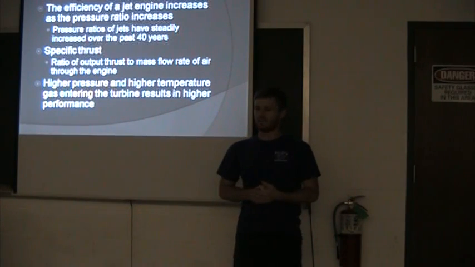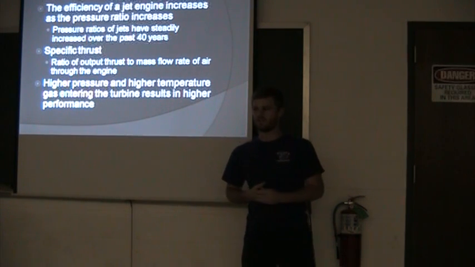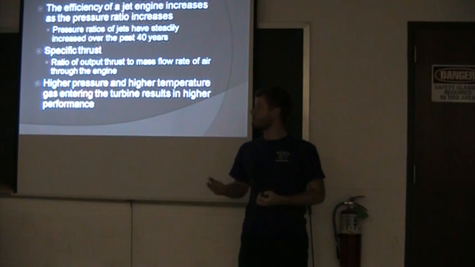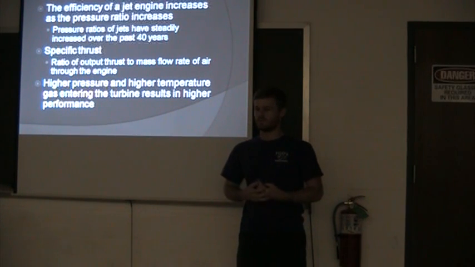The efficiency of a jet engine increases as the pressure ratio increases. And pressure ratios of jets have been steadily increasing over the past 40 years because of improvements in materials and the designs of the engines. Another way to measure performance is the specific thrust, which is the ratio of output thrust to the mass flow rate of air through the engine. You can increase this by increasing the temperature of the gas going into the turbine. So higher pressure and higher temperature gas entering the turbine results in a higher performance of the engine.